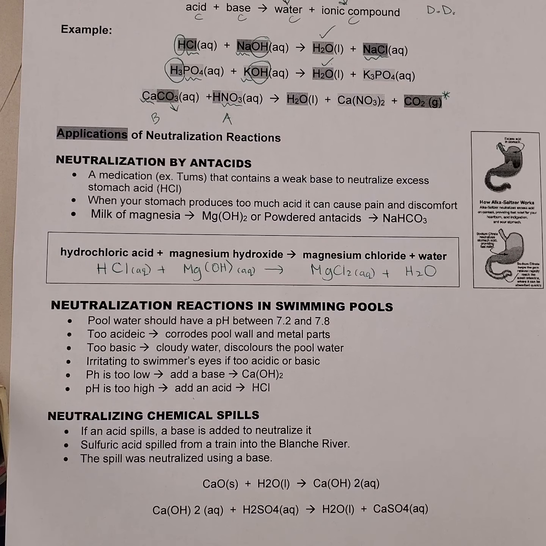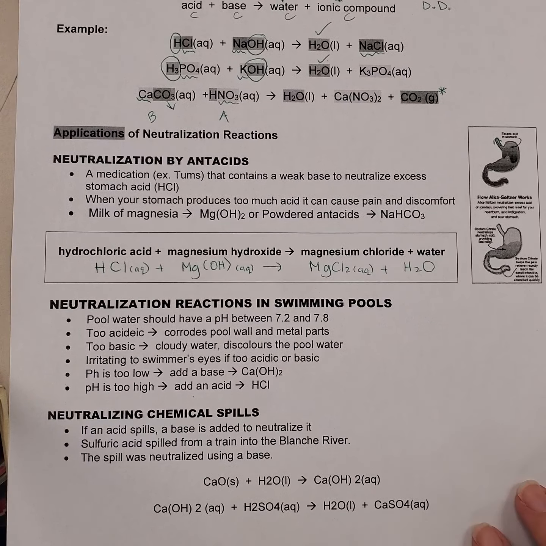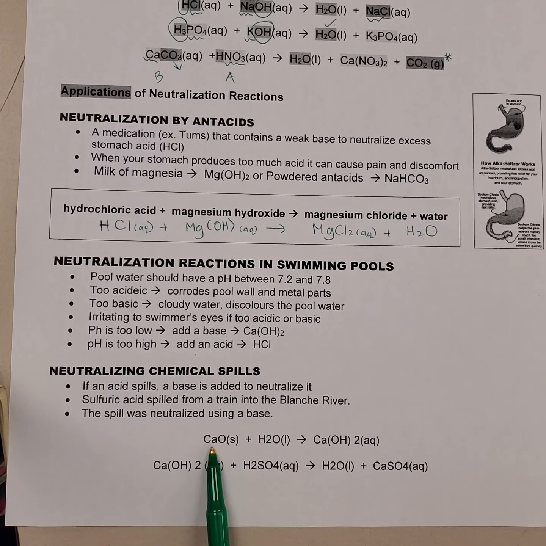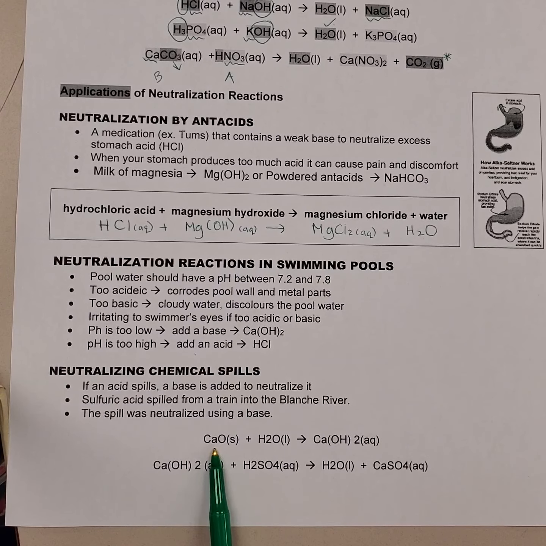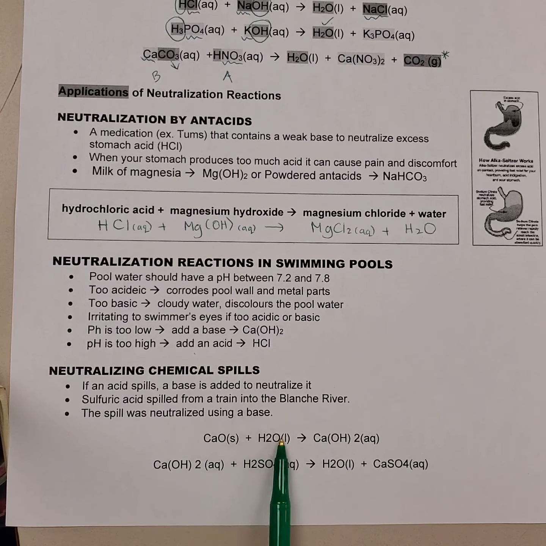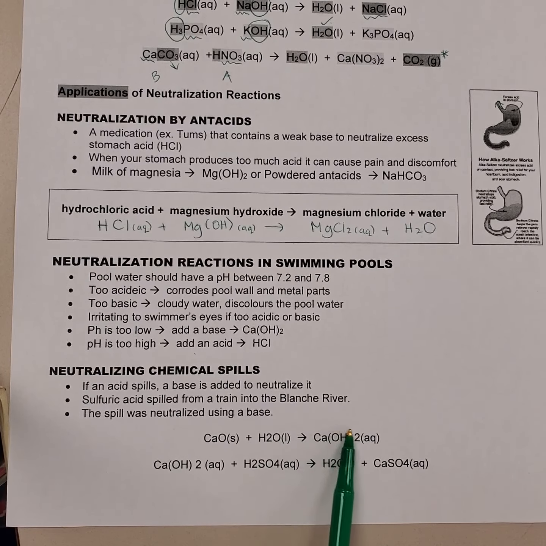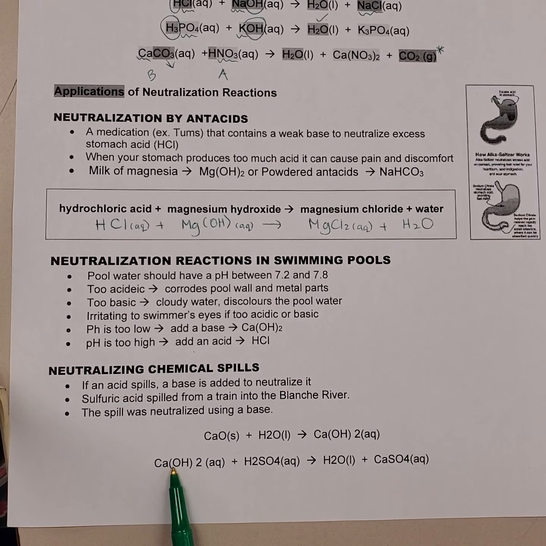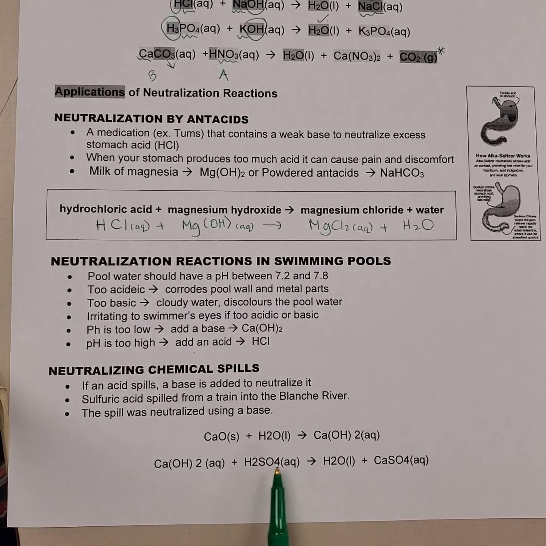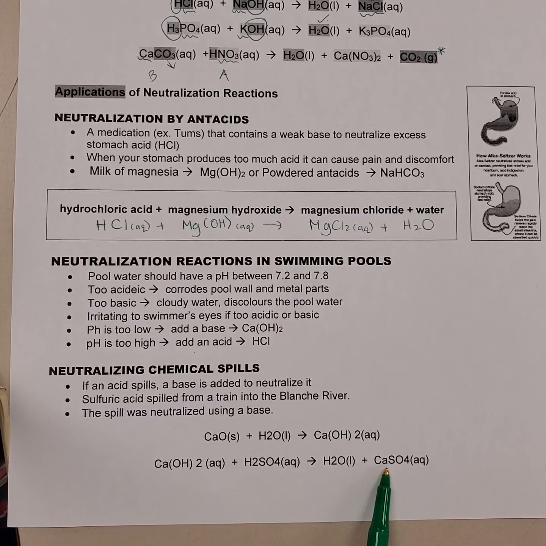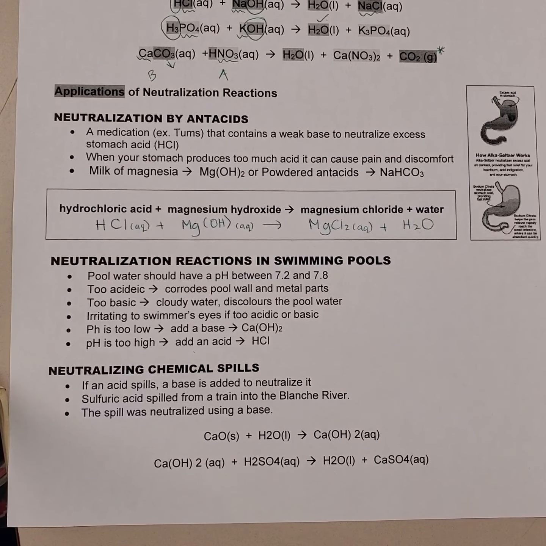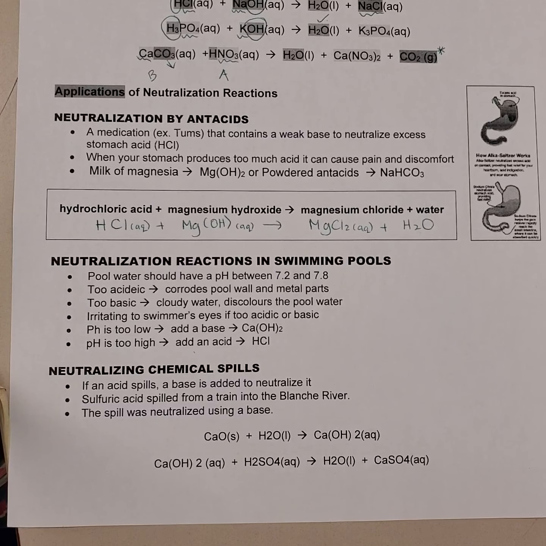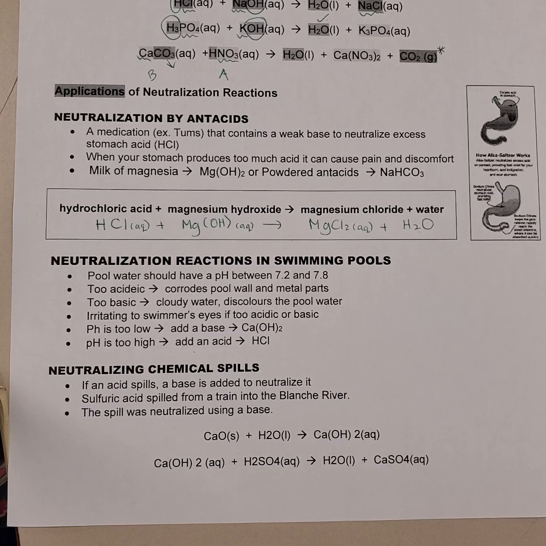In order to neutralize the acid, a chemical called calcium oxide was added. Calcium oxide in itself is not a base, but when it interacts with water, it creates the base called calcium hydroxide. The calcium hydroxide then reacts with the sulfuric acid from the spill to produce water and calcium sulfate. So those are the three ways that neutralization reactions can be used and applied in real life.